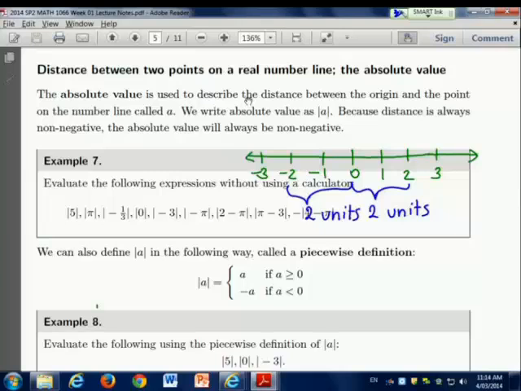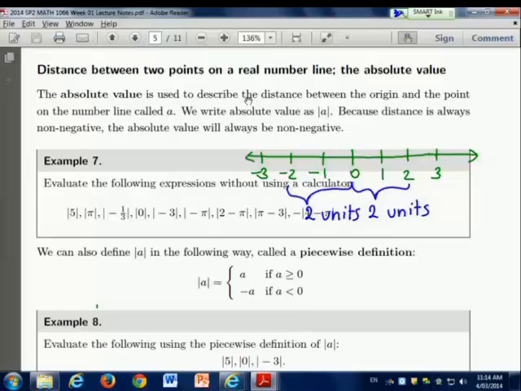So when we're trying to describe the distance between 0 and our number, we call this the absolute value. And absolute value comes up so often that we're really going to talk about it now. The absolute value is shown with 2 vertical bars either side of our number. And the absolute value of a number is always going to be positive or non-negative. What's the difference? Because distance is always non-negative.